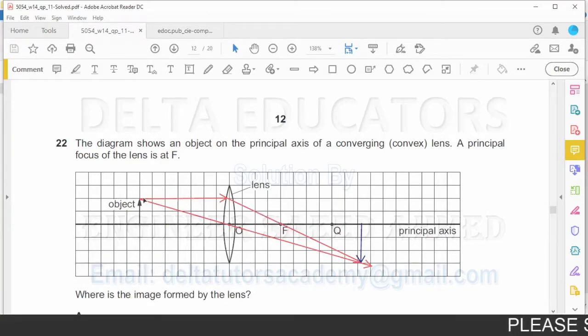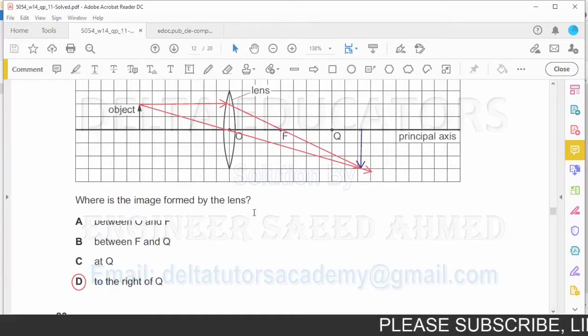And the second ray that is moving toward the center of the lens, after passing the lens, it moves in a straight line without any bend. Now these two rays seem to meet at this point, so the image will be formed at this point. Now the image is formed beyond Q. Now we will check our option where the image is formed by the lens. Option A between Q and P, option B between F and Q, option C at Q, option D to the right of Q. Beyond Q means it is at the right of Q. So our correct option is option D. The image is formed to the right of Q.